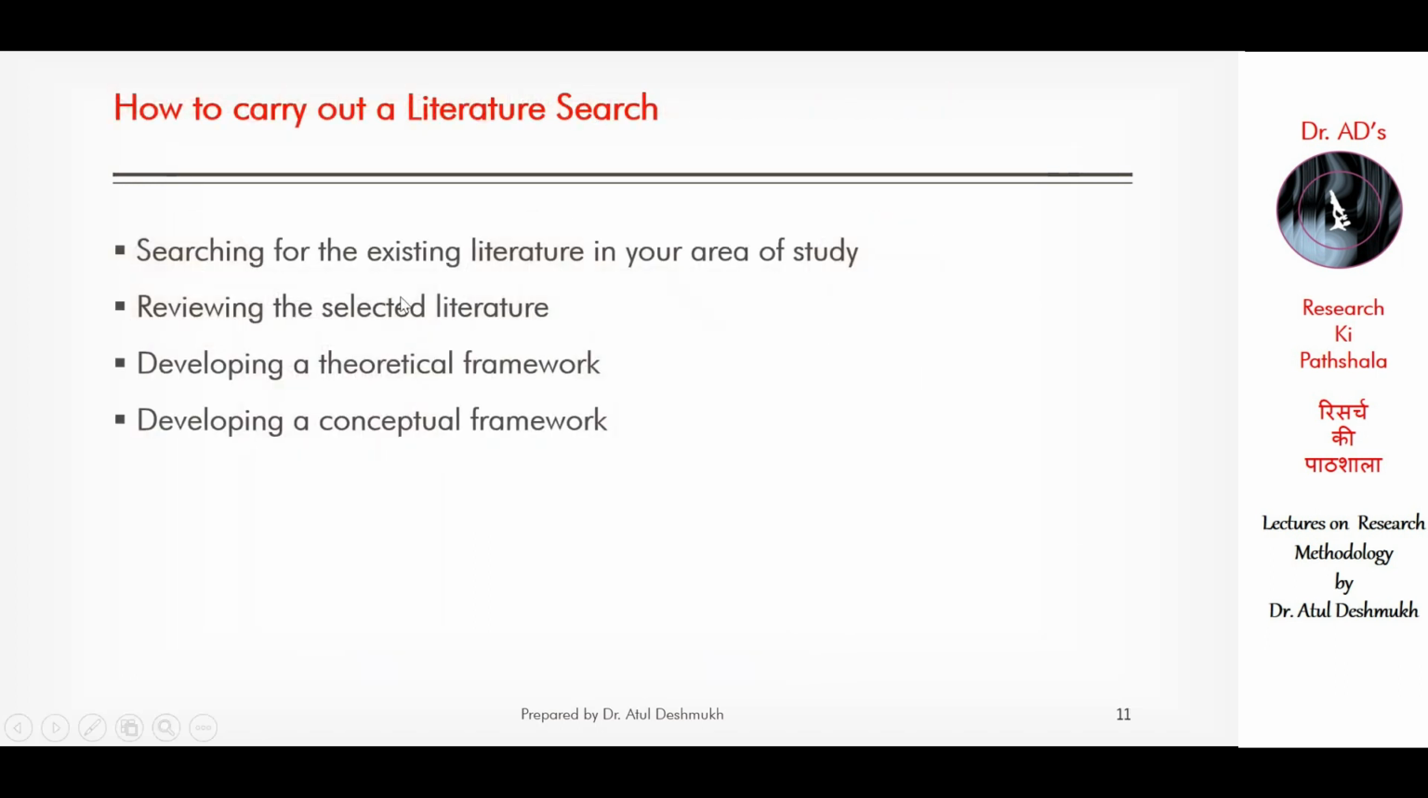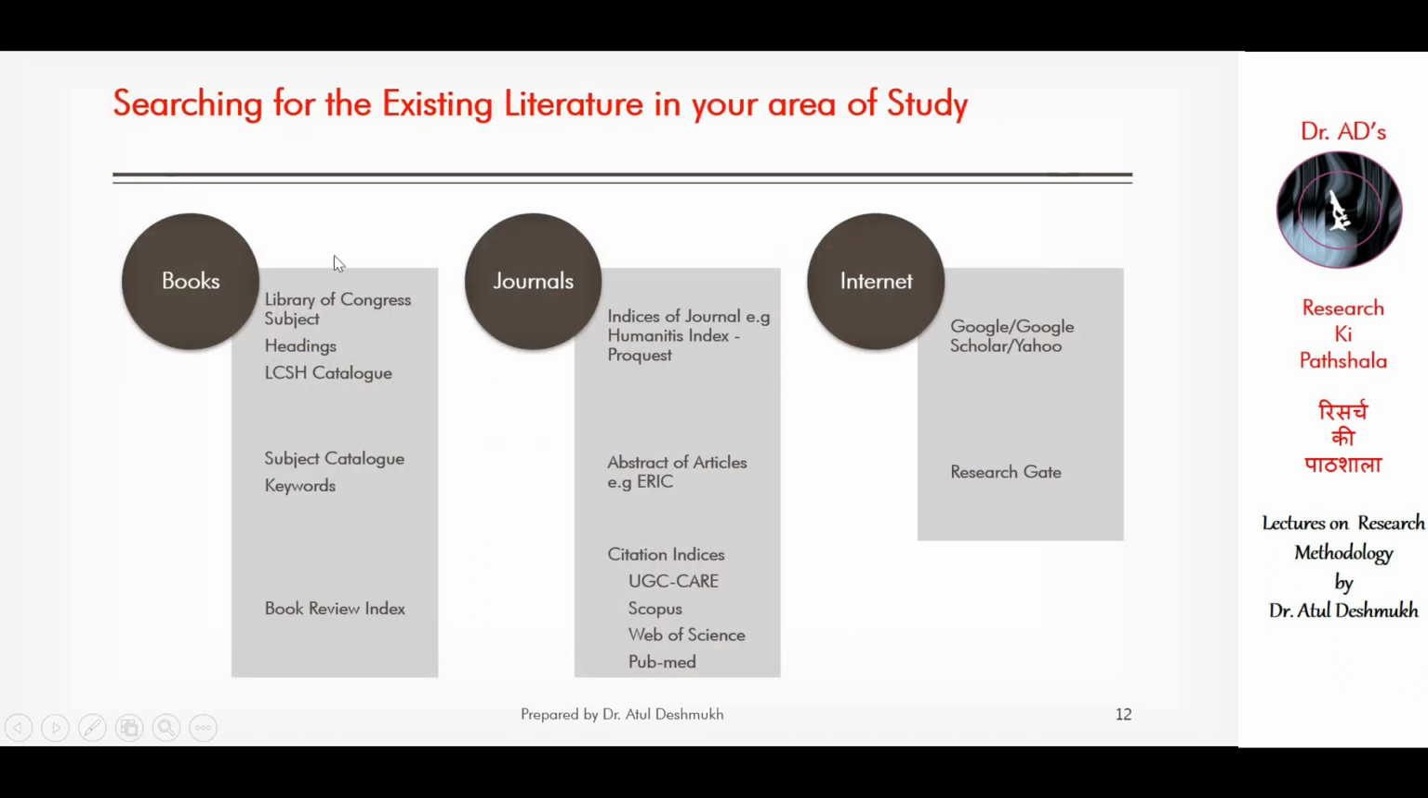So first is searching the existing literature in your area of study. All of you are aware, since you have completed your master's degree, you have already written a thesis for your master's program, and you know how to do literature search. There are three important sources of literature search. The first important source is books, the classical books which are available in the library or in the market.